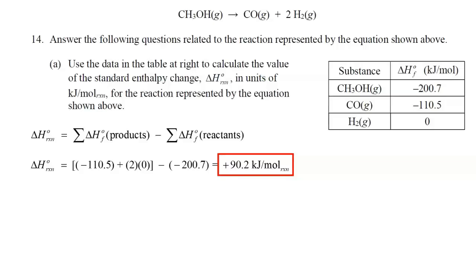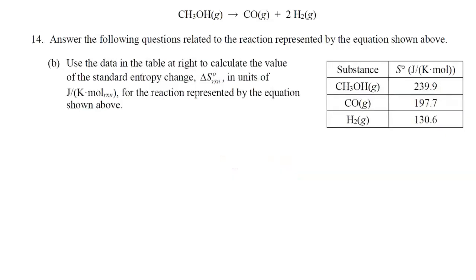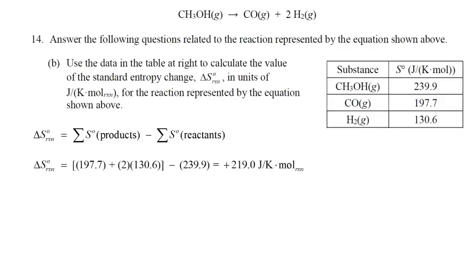Now, on to part B, where we're going to calculate the delta S, the change in entropy. We're still going to use the products minus reactants equation. We're given the data for the standard molar entropy of each substance. So 197.7, which is the number for CO, 2 times the number for hydrogen, which is 130.6, and then minus the number for CH3OH, which is 239.9. So we get a delta S of positive 219.0, and the units are joules per Kelvin mole of reaction.